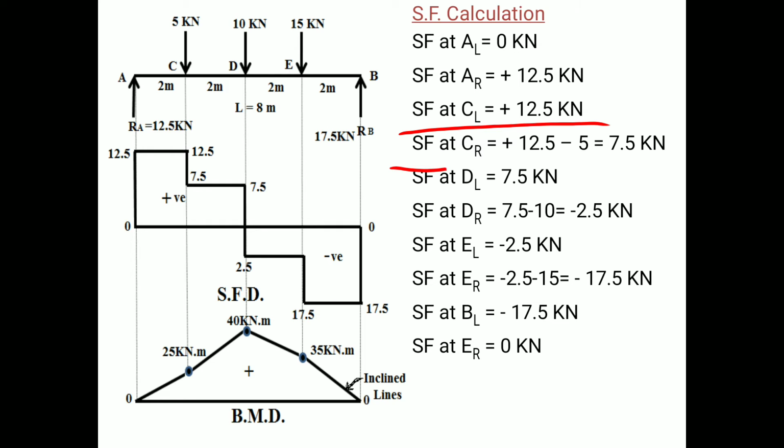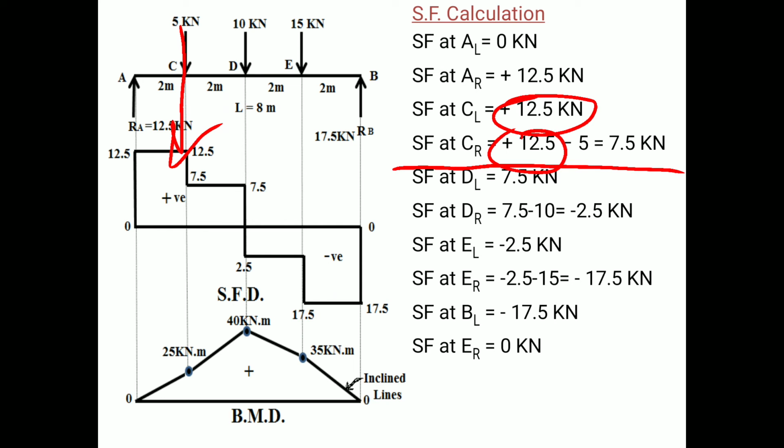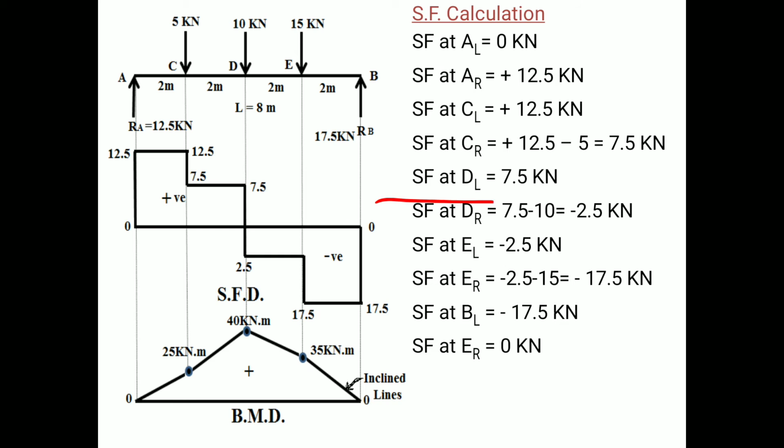Now we are going to calculate shear force right of C. As we are calculating shear force right of C, we are going to consider that particular load in the calculation. Therefore, shear force at right of C will be equal to 12.5 minus this 5 which is acting in downward direction. Therefore, 12.5 minus 5 will be 7.5 kilonewton. Again, there is no force acting between C and D, so the value of shear force at left of D will remain as it is. So it is 7.5 kilonewton, which will be positive.